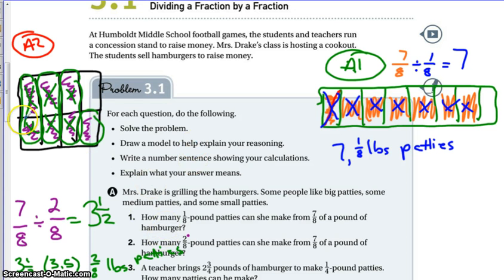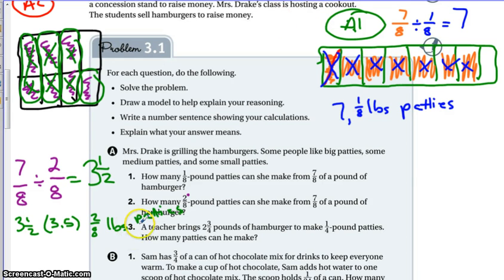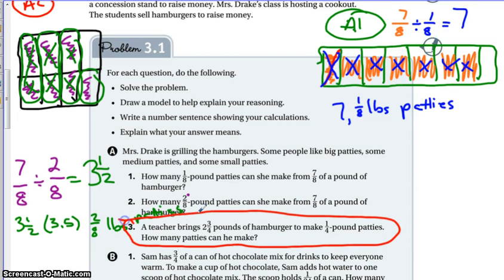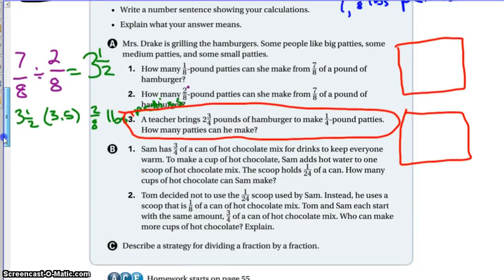Now, what you need to do before you come to class tomorrow is go back and do A3, right here. It says 2 3/4. So what I would draw here, and I'll help you out a little bit, I'll draw 3 wholes, and my wholes are going to look a little different. I'll have to scroll down my page just a little bit. All right, so I've got 3 whole pounds, and it says I have 2 3/4.